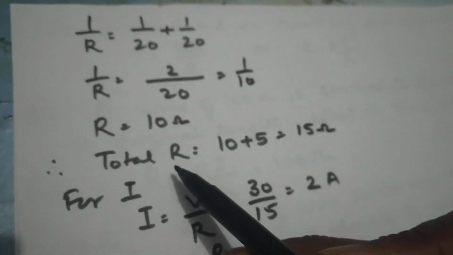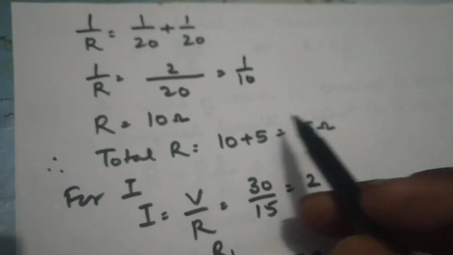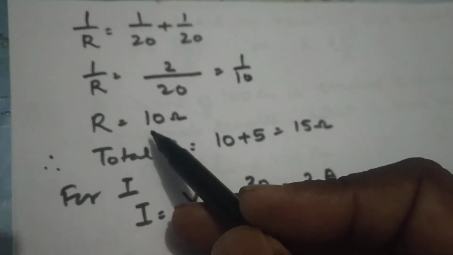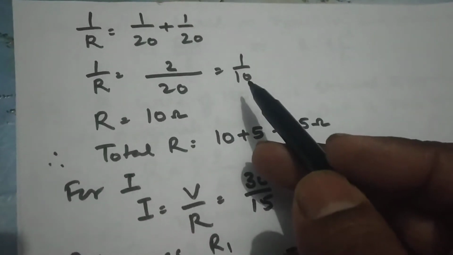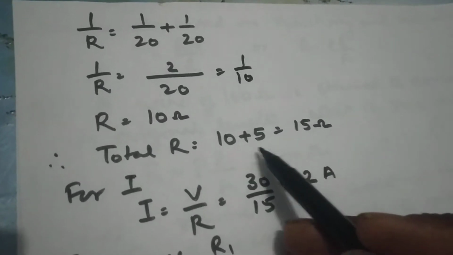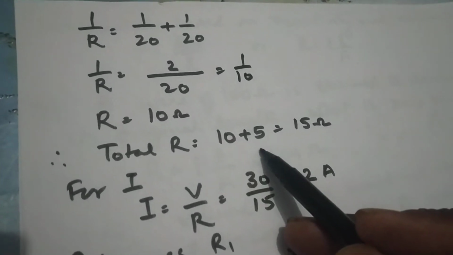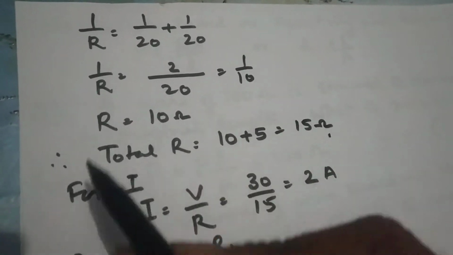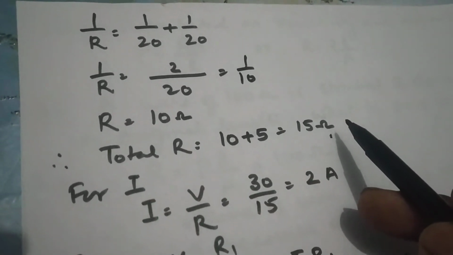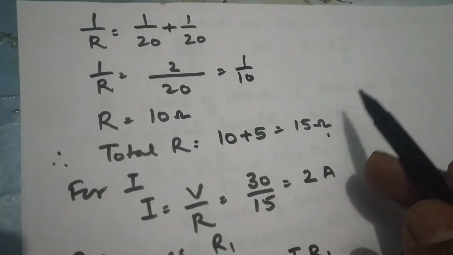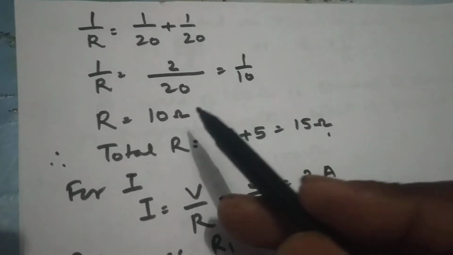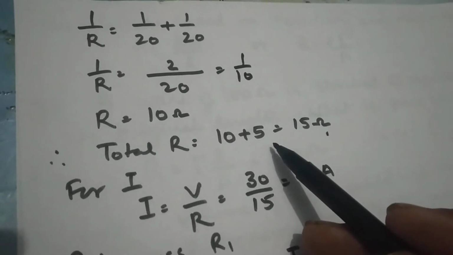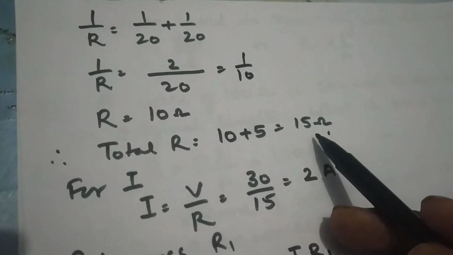But you have seen that in this circuit the parallel part is connected with R1 in series. So we have to add them in series. So 10 + 5 gives you 15 ohm. This step should be clear. I told you in the last examples also, in the previous lecture, that the parallel has to be added first, and whatever result you get in the parallel has to be added with R1 which is connected in series. So you get 15 ohm.